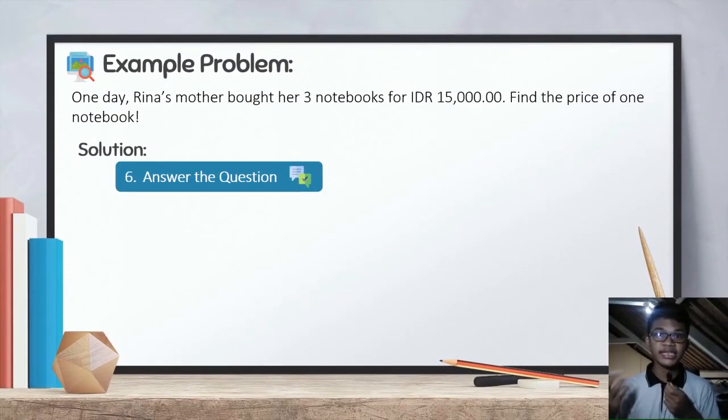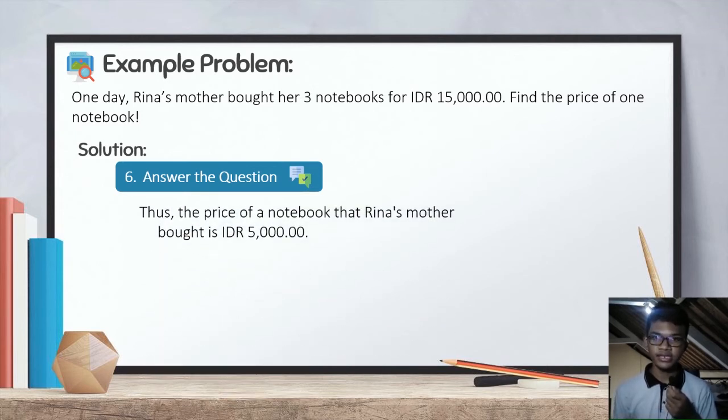Step 6. Answer the question. Write a clear statement that answers the questions posed. Don't forget, when writing the clear statement, you must write the units as well. From the problems we have, we can write the clear statement like this. Thus, the price of a notebook that Rina's mother bought is 5,000 Indonesian rupiah.